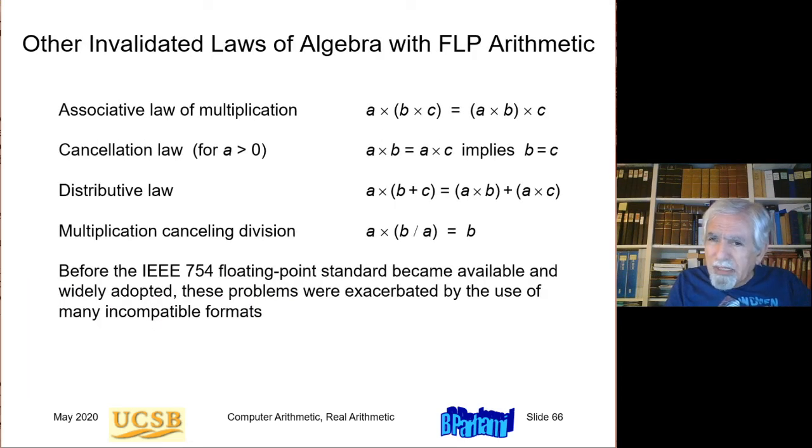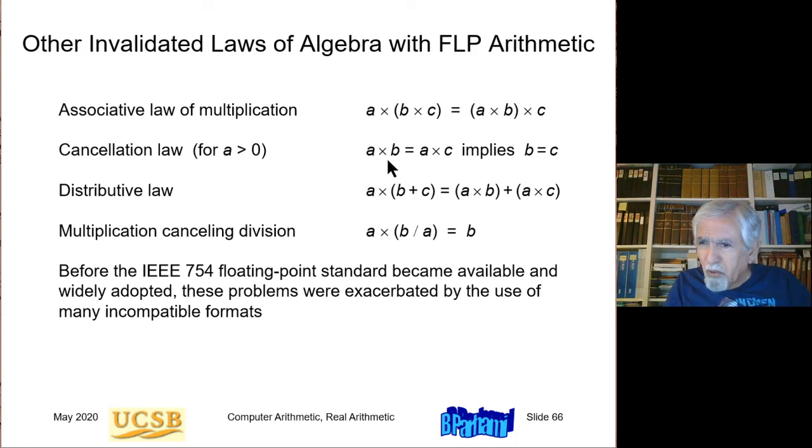So here are some other examples of invalidated laws of algebra. I won't go through them in great detail. So the same invalidation of associativity applies to multiplication. It does matter when you multiply 3 numbers whether you do A times B first or B times C first.